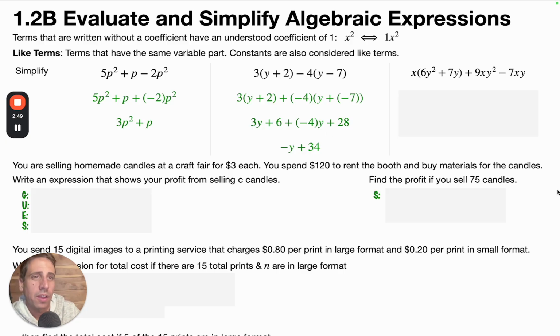How about over here? The first thing we've got to do, we really can't combine terms if they are inside parentheses. You've got to get rid of parentheses to do it. So we're going to distribute. This becomes 6xy squared plus 7xy.